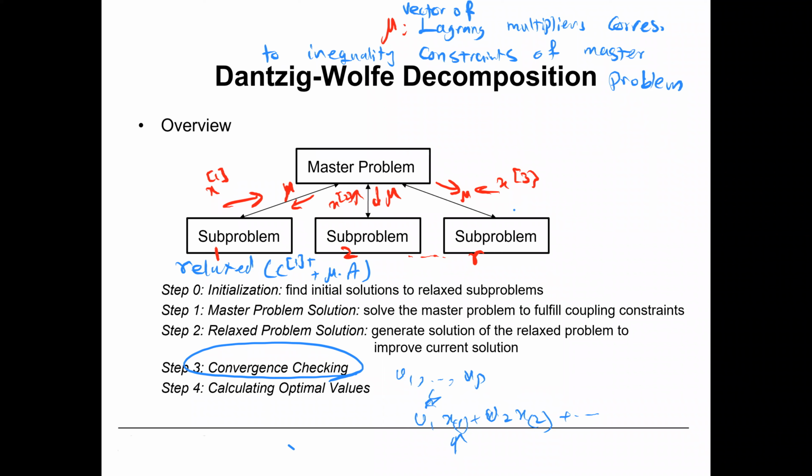So this was all for Dantzig-Wolfe decomposition. I'm going to provide some additional links to the book by Dantzig and Wolfe. If you're interested in the theory behind this algorithm and why it's working and converging to the optimal solution, you can go through that book.